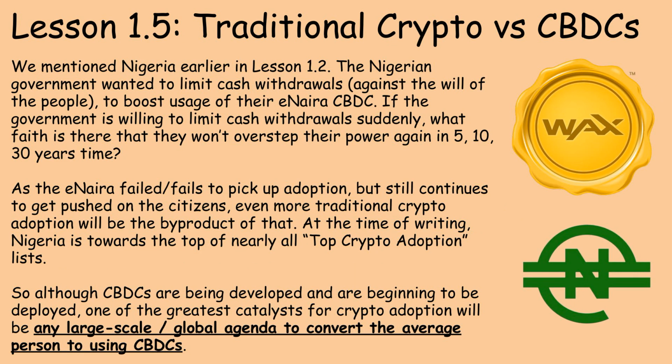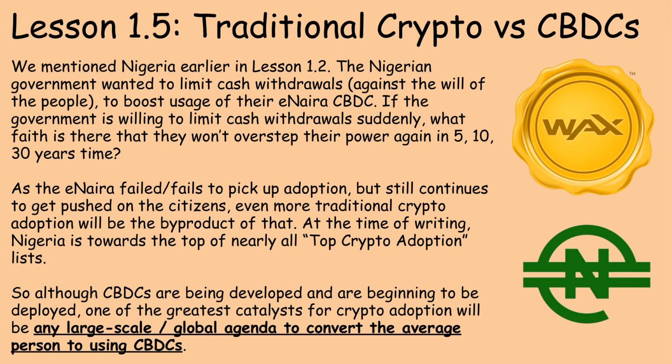So we mentioned Nigeria earlier in lesson 1.2. The Nigerian government wanted to limit cash withdrawals, and that's against the will of the people, to boost usage of their e-Naira CBDC. If the government is willing to limit cash withdrawals suddenly, what guarantees are there that they won't overstep their power again in 5, 10, 30 years' time? As the e-Naira fails to pick up adoption, but still continues to get pushed on the citizens, even more crypto adoption will be the byproduct of that.